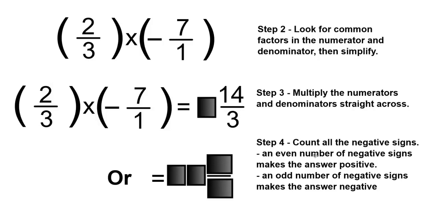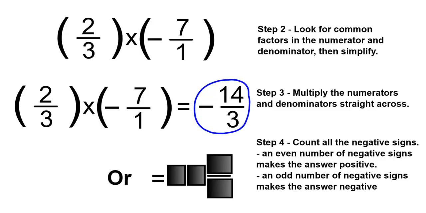Step 4, count all the negative signs. An even number of negative signs makes the answer positive. An odd number of negative signs makes the answer negative. There's one negative sign, and that's an odd number, and therefore the answer will be negative. So the answer is negative 14 over 3.